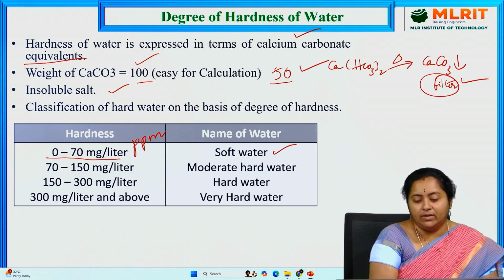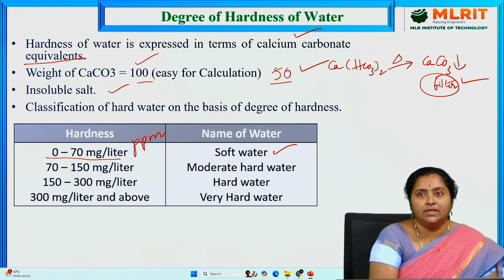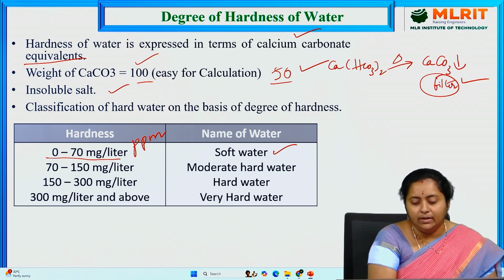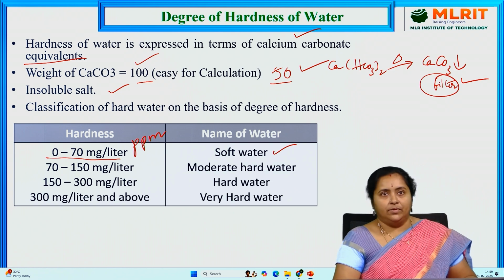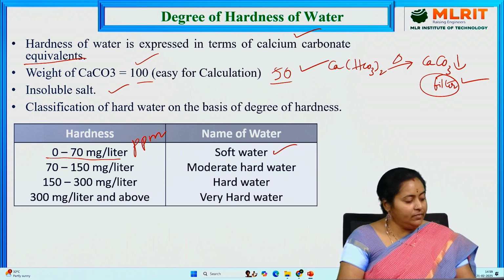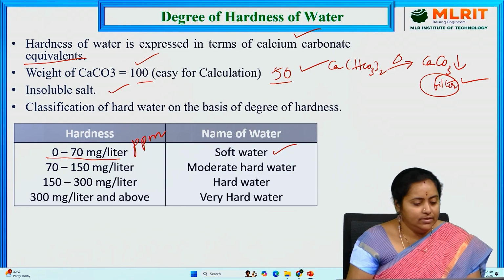As per our knowledge of the definition of soft water, what do you mean by soft water? The water which is able to produce lather easily by consuming very little amount of soap. That is called soft water. That means the presence of salts is in very, very less concentration, so that's why it has very little hardness.